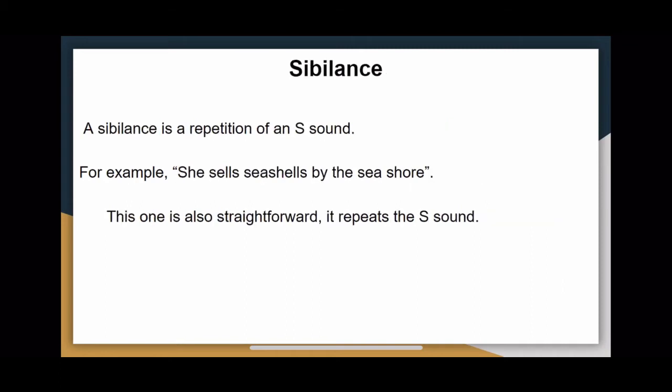A sibilance. A sibilance is a repetition of an S sound or the letter S. For example, she sells seashells by the seashore. This one is pretty straightforward. It repeats the S sound and the letter S.